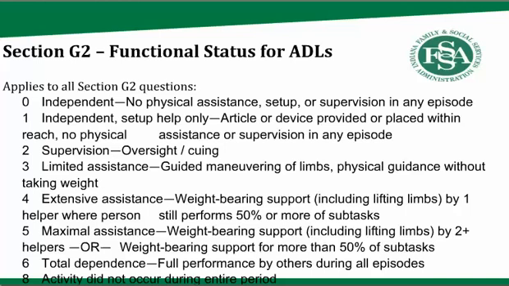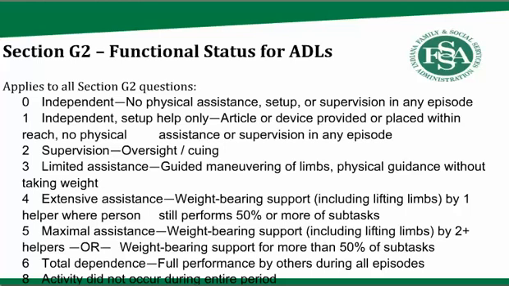Total dependence, that's full performance of the activity by others during the last 3 days. So every time a shirt has to go on, somebody else is helping that person put that on every single time. And then 8, the activity did not occur. So if they didn't get dressed in the last 3 days, activity did not occur during that entire period. So there's quite a few things to be looking at with this section.